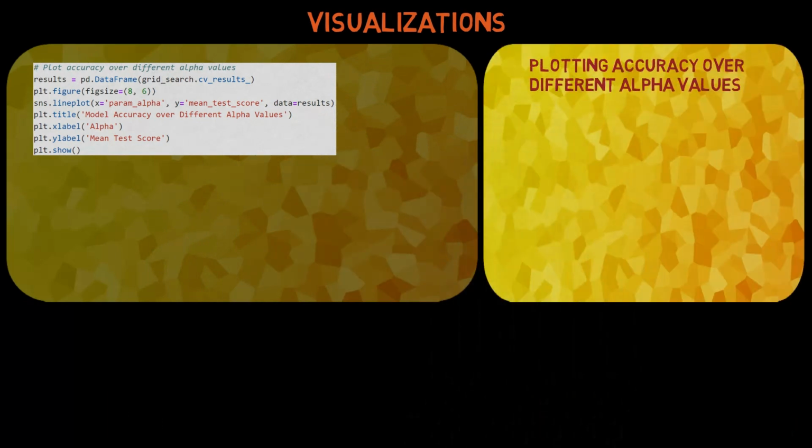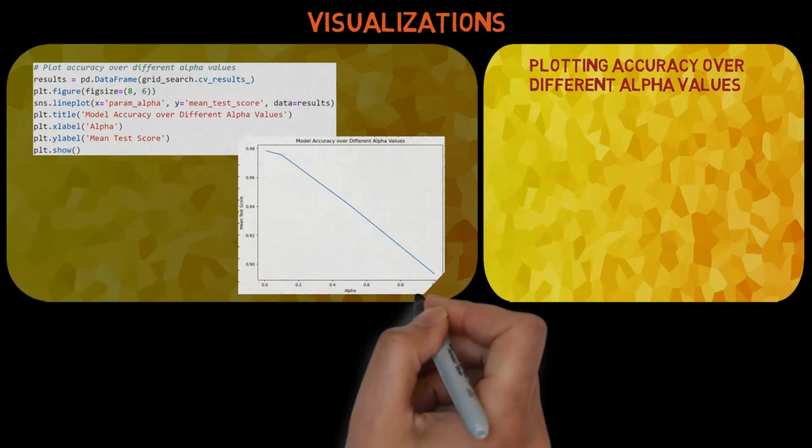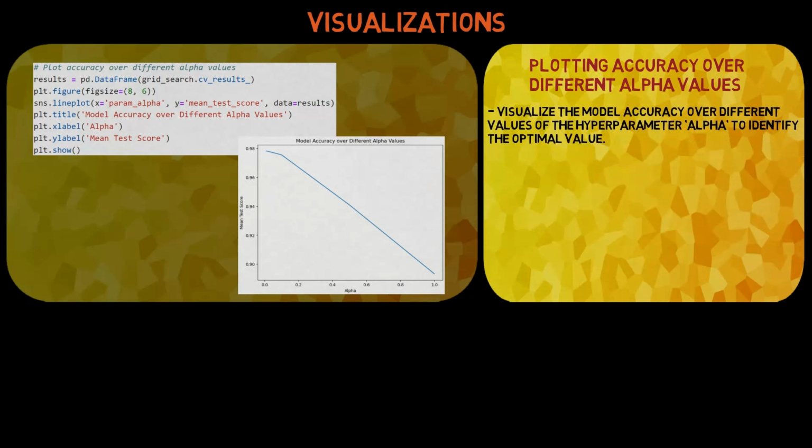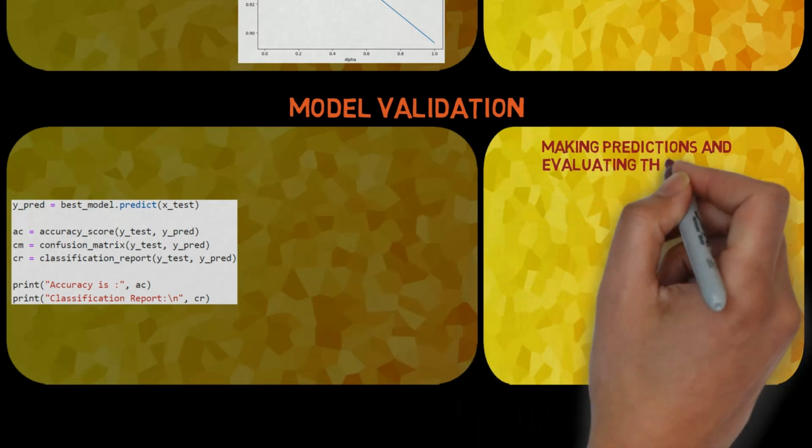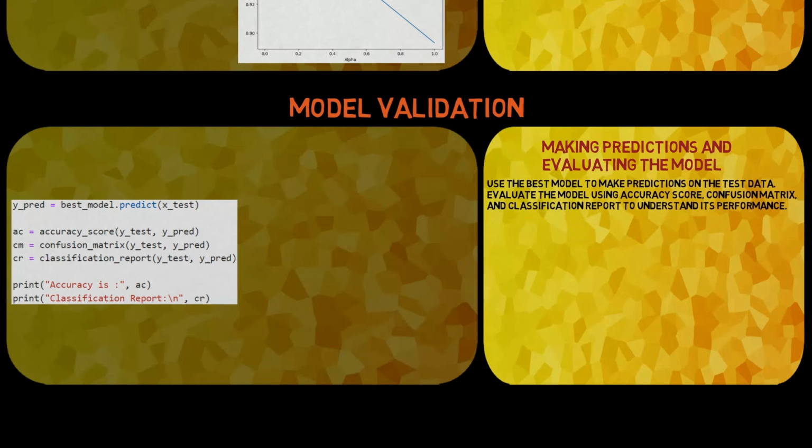Visualizations. Plotting accuracy over different alpha values. Visualize the model accuracy over different values of the hyperparameter alpha to identify the optimal value. Model validation. Making predictions and evaluating the model. Use the best model to make predictions on the test data. Evaluate the model using accuracy score, confusion matrix, and classification report to understand its performance.